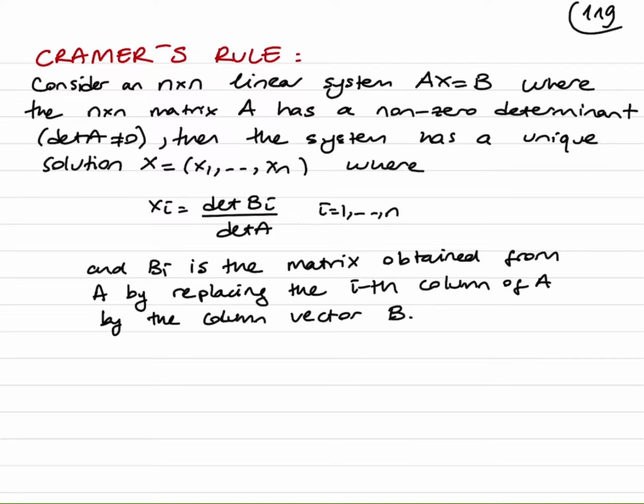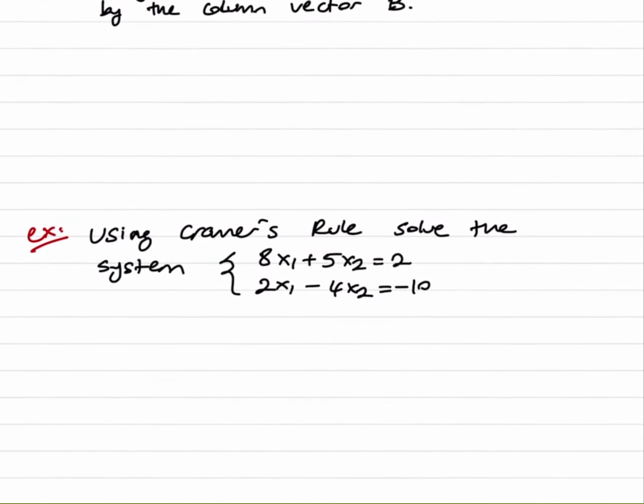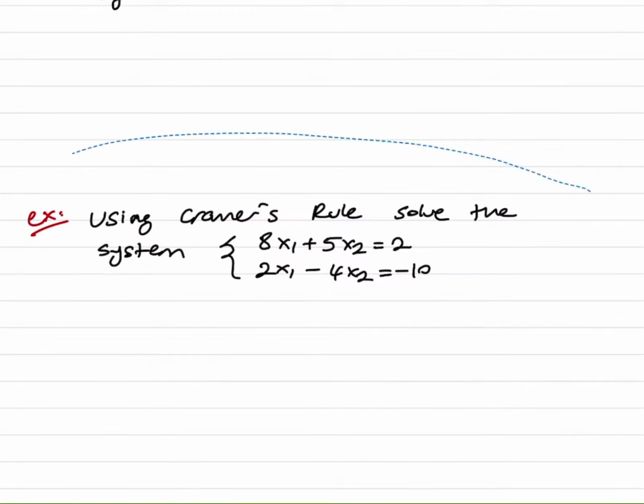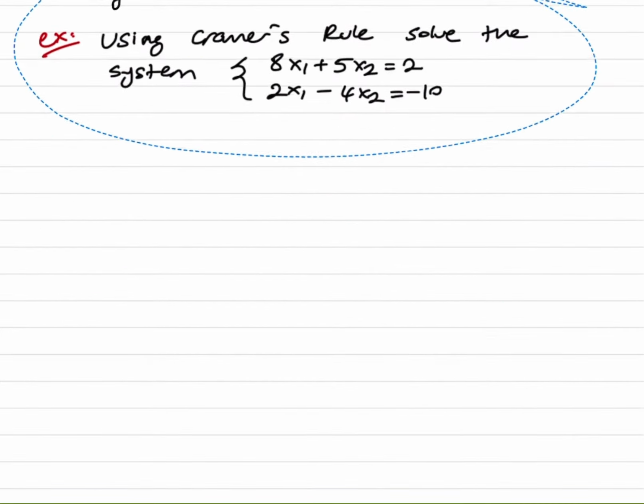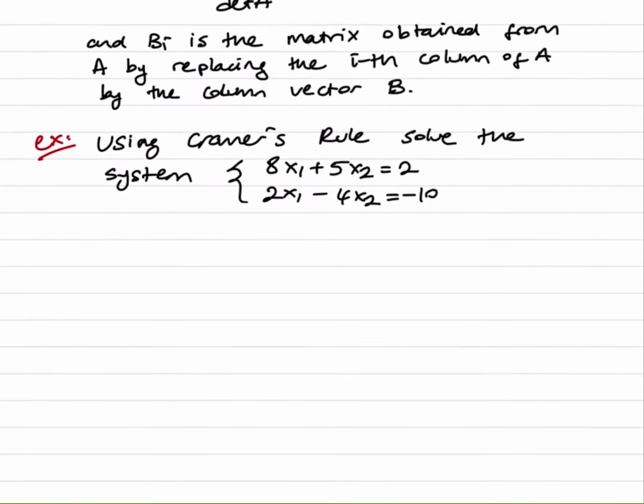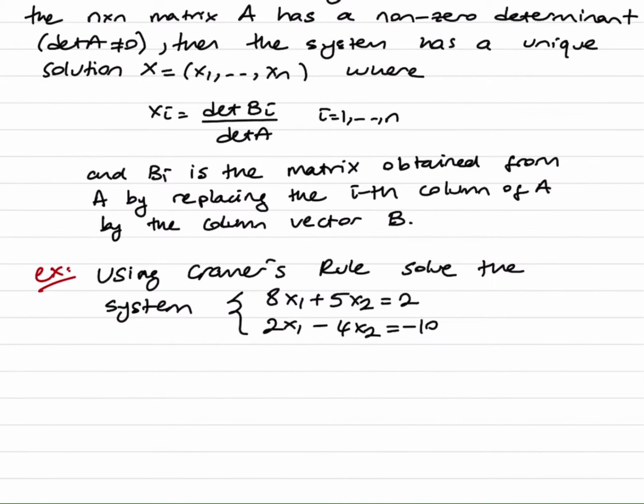So what is Bi? Bi is the matrix obtained from A by replacing the ith column of A by the column vector b, where we have Ax = b. Let me give an example so you will understand better. Let's solve this example using Cramer's rule.